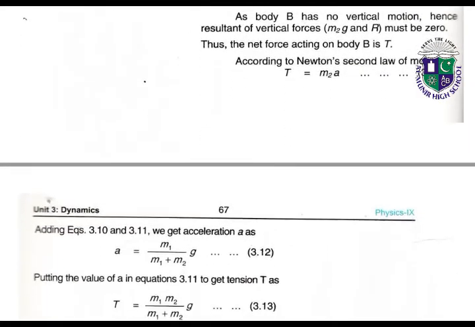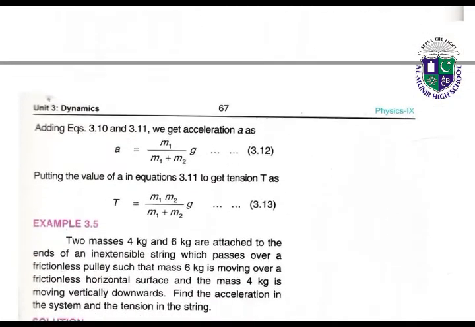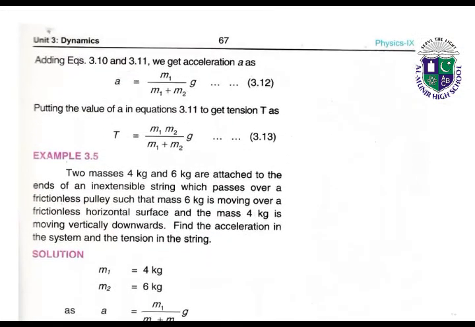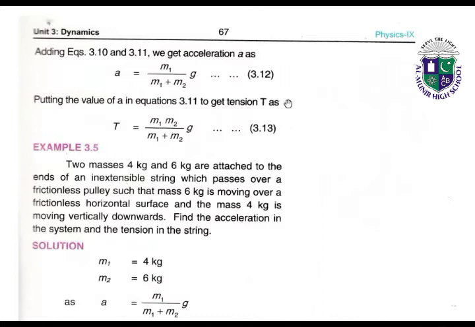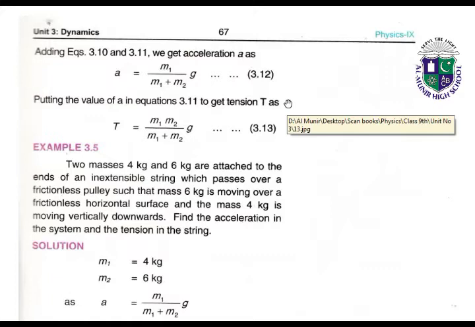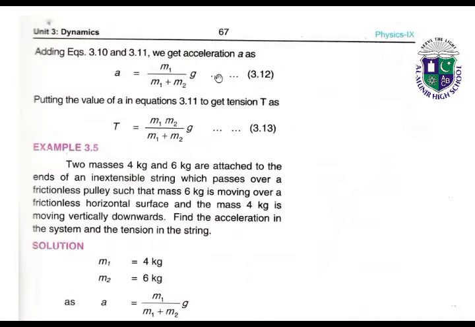Next we have the formula for acceleration here. So here we have the formulas. If one body is moving vertically and the other body is moving horizontally on a surface, for this manner, if two bodies are moving in opposite directions, we have this formula of acceleration, and tension is this.